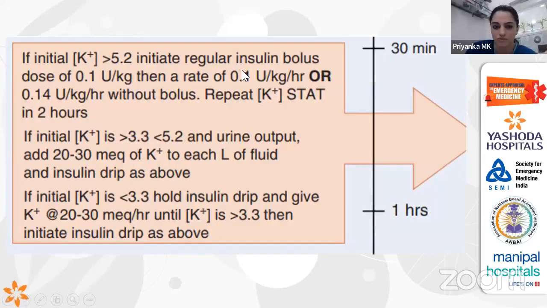So if the initial potassium is more than 5.2, initiate regular insulin bolus. Bolus insulin is sometimes omitted, but some guidelines advise giving the bolus, and the infusion rate is usually 0.1 unit per kg per hour. And repeat the potassium in 2 hours. But if the potassium is between 3.3 and 5.2, then it's better to supplement 20 to 30 milliequivalents of potassium to each liter of fluid and continue the drip rate at 0.1 unit per kg. If the initial potassium is less than 3.3, the idea is to first bring up the potassium to more than 3.3 and then start the insulin drip.